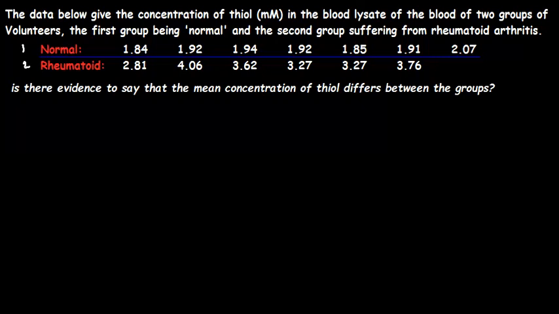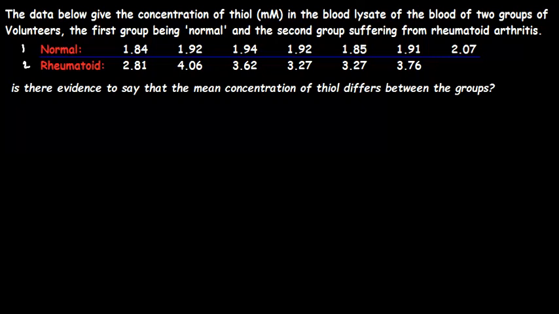In this tutorial, we are simply going to be focusing on a basic problem that has to do with analyzing thiol concentration using a two-sample t-test. Let's assume we are given this kind of problem which says the data below give the concentration of thiol in millimolar in the blood lysate of the blood of two groups of volunteers, the first group being normal and the second group suffering from rheumatoid arthritis.